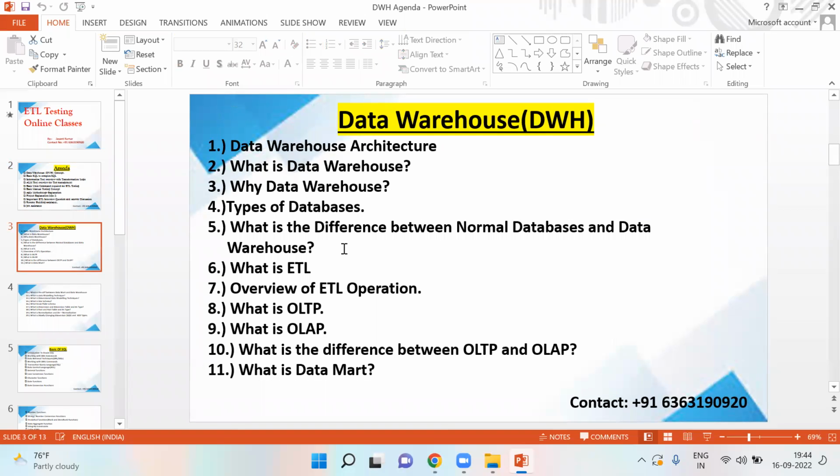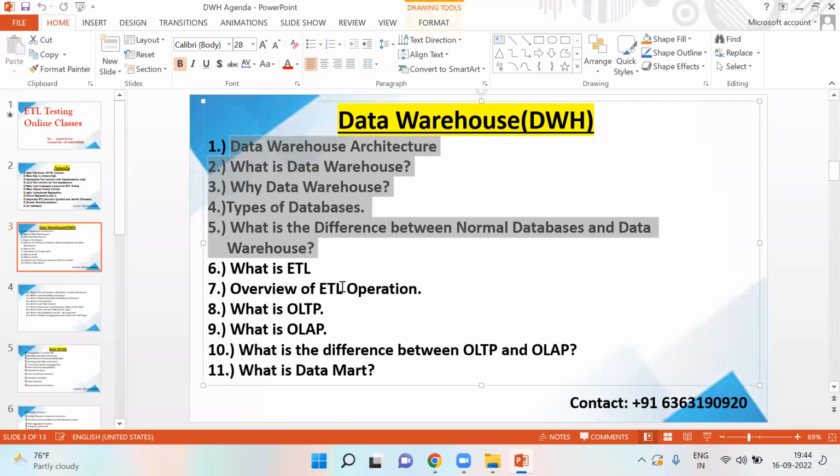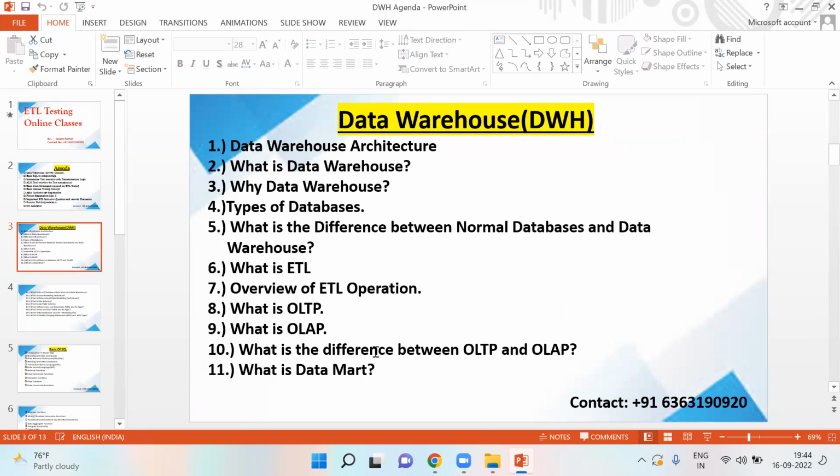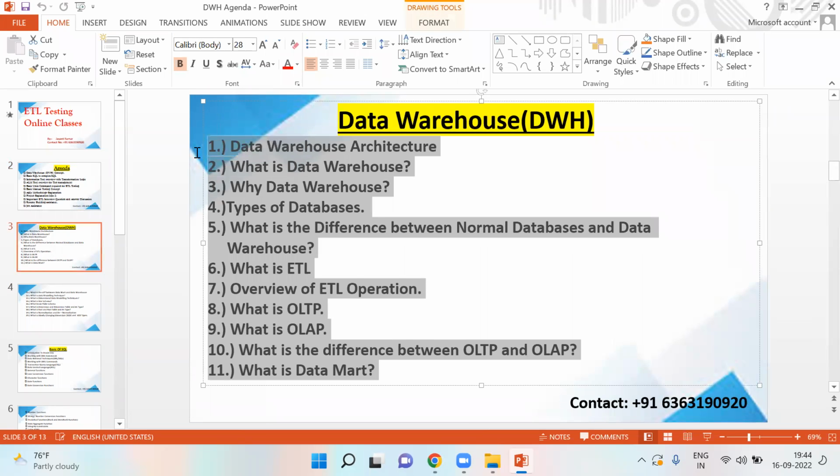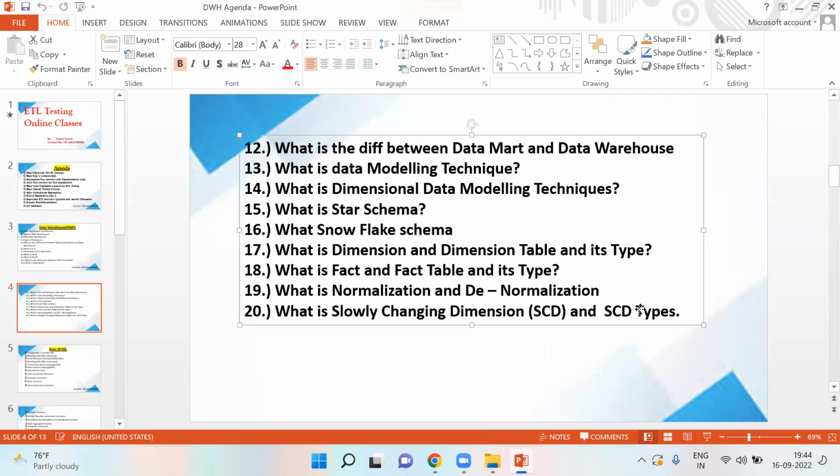Data warehouse concept. These are the topics we are going to discuss. In the last demo classes also I explained this. I'm showing the same thing today because some people told me we have not discussed the syllabus. So this is the complete data warehouse syllabus. You can refer to the recording later, and these are the topics we are going to cover.